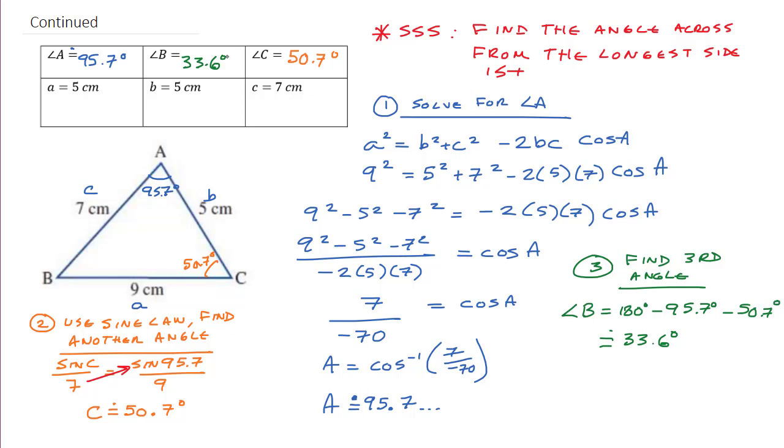All you got to remember is just start with the longest side first. Start by finding the angle across from the longest side. And that's it for cosine law. And never use cosine law more than once on a triangle, or else you're just doing way more work than is ever necessary. All right, so that's the end of lesson 6.